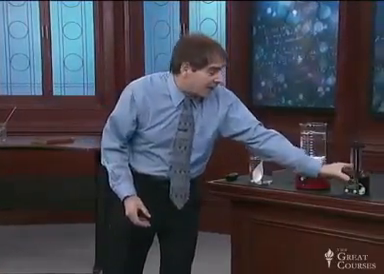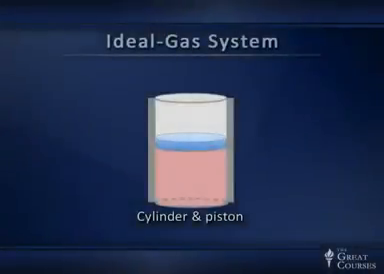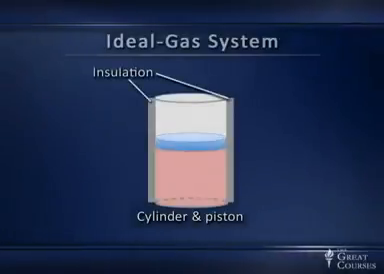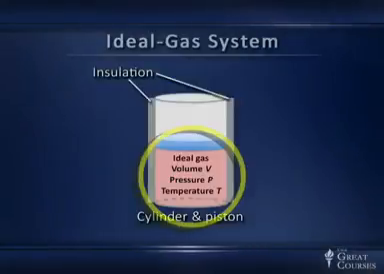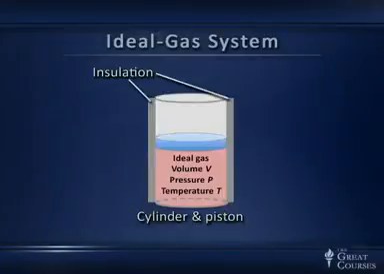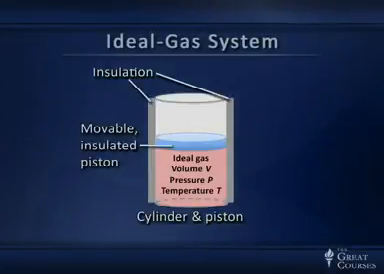So that's a kind of physical manifestation of what I'm going to talk about and what I'm showing here in this picture. The ideal gas system: I've got this insulated cylinder, I've got an ideal gas in the cylinder, and it has some volume, some pressure, and some temperature. And I can change those by flowing heat in, by moving the piston and doing work, by letting the piston rise and the gas does work. I can do all kinds of things.